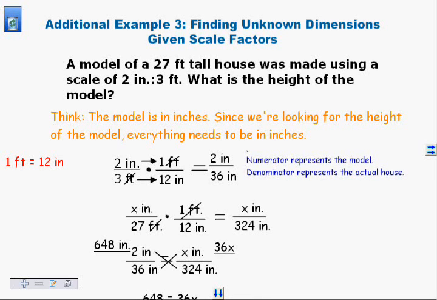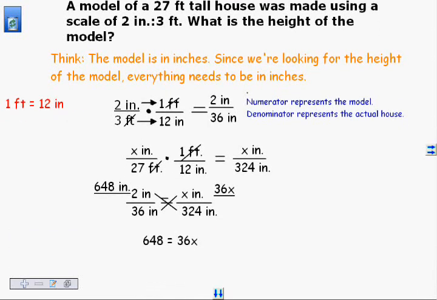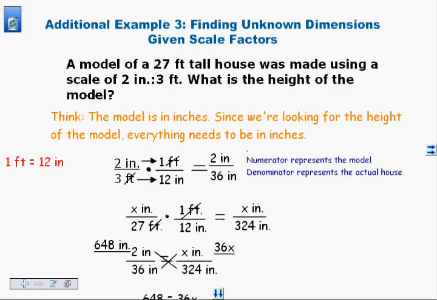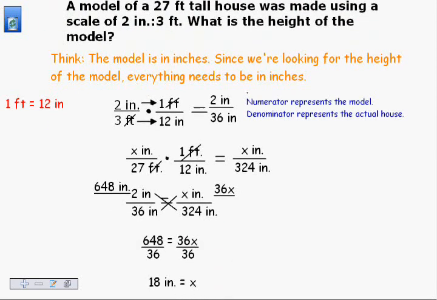Cross multiply to get the equation. So when I cross multiplied, 36 times x was 36x. 324 times 2 was 648. 648 equals 36x. And then in order to solve this, we're going to have to divide by 36 because that's the inverse operation. And x equals 18 inches. So the height of the model is 18 inches.